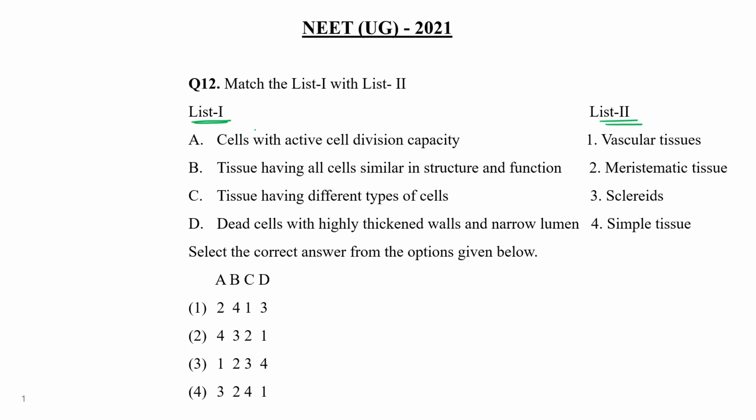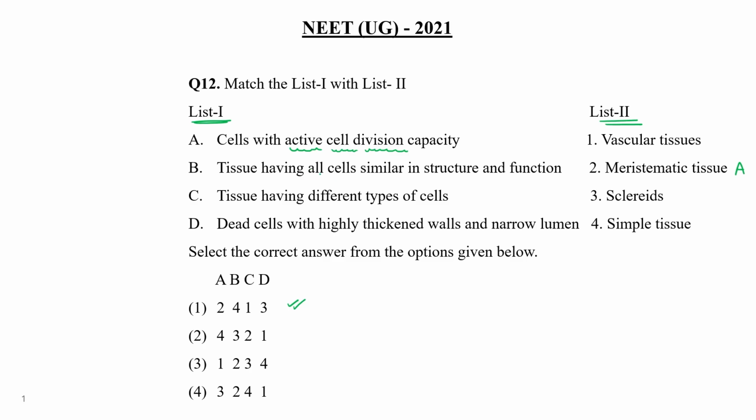Okay, cells with active cell division. Active cell division capacity is present in the meristematic tissue, right? So A comes with choice number 2, right? And out of these 4 options, only in choice number 1, A is related to choice number 2. So obviously the first choice would be the correct answer. But still, we will discuss all the choices.